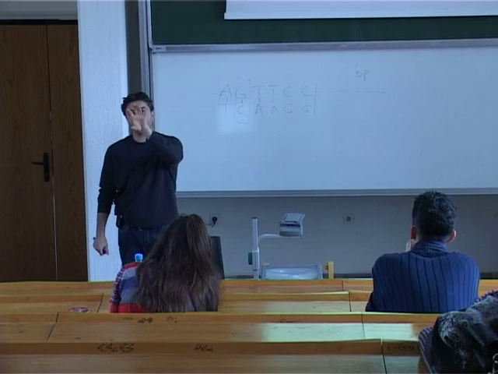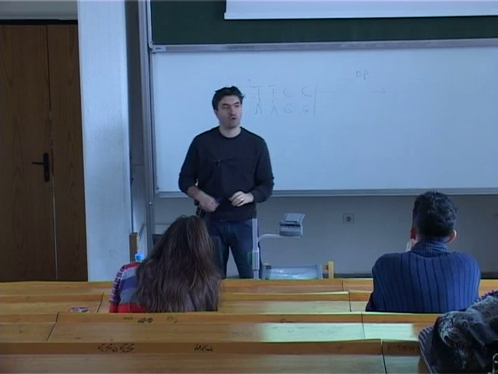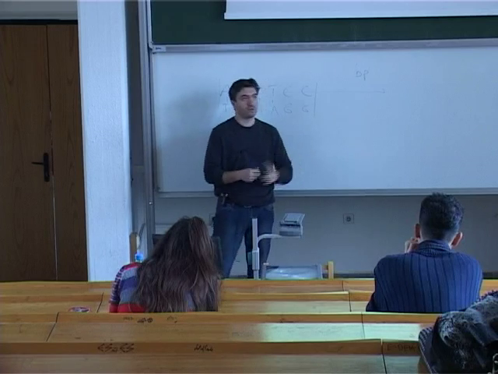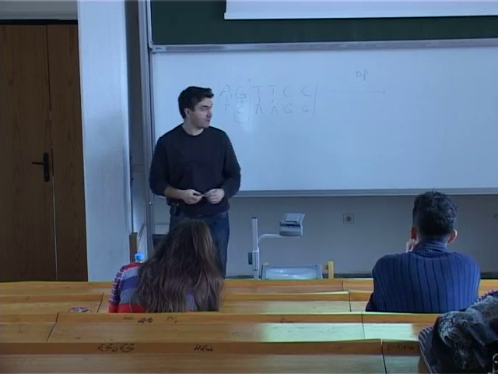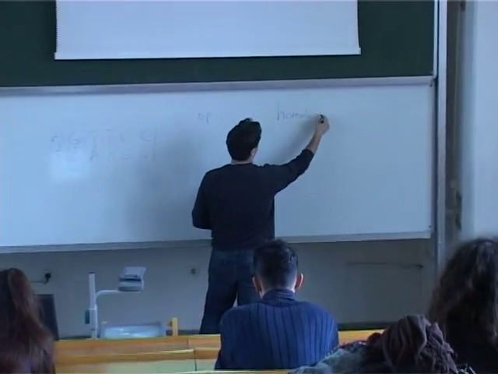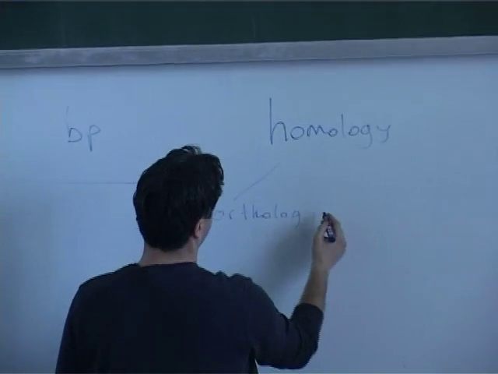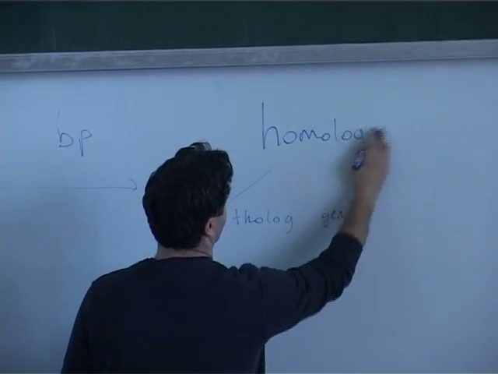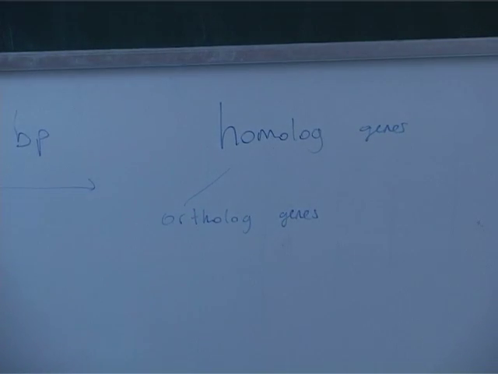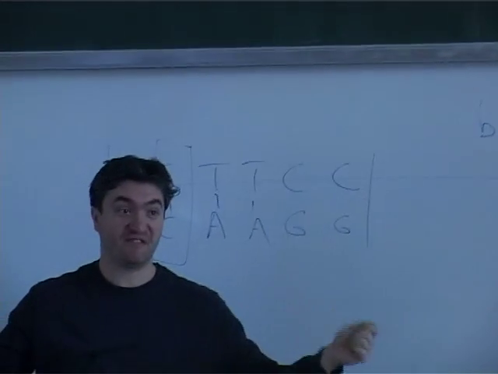And homology is a general term. There are several different sub-terms related to homology. One of them, and the most used of these terms, is orthology. So let me write them down. Homologue, homology, and then the subterms are orthology, orthologue genes, or orthologous genes. Orthologue genes means that these two genes, which are homologues, are in two different species.